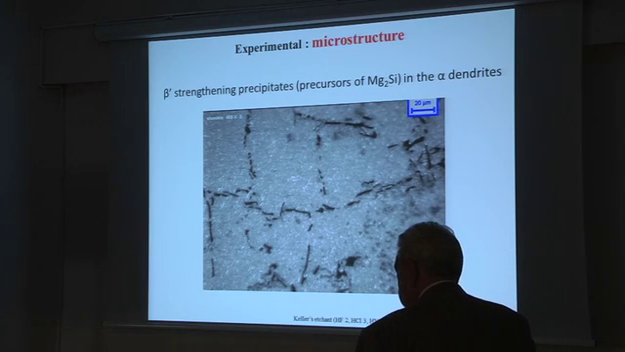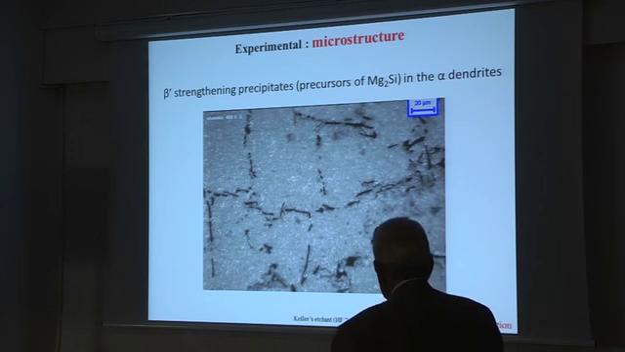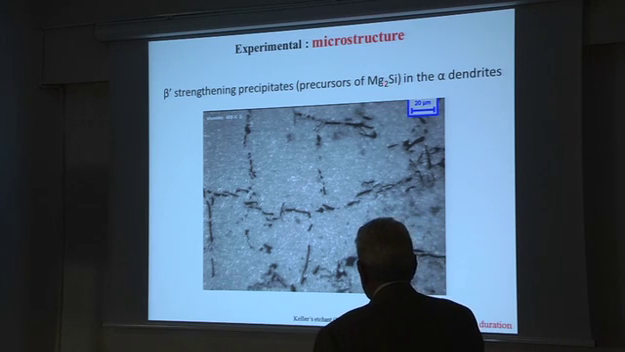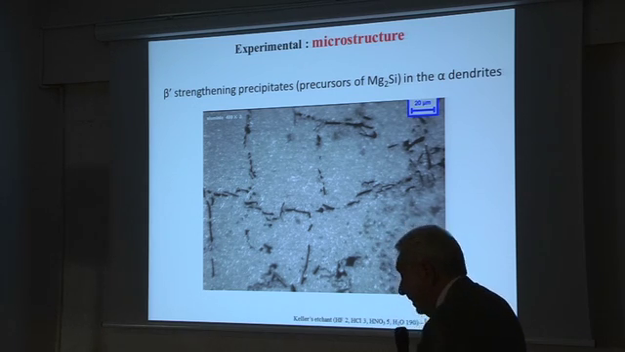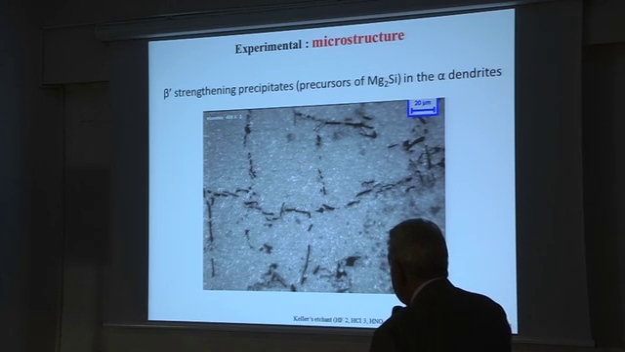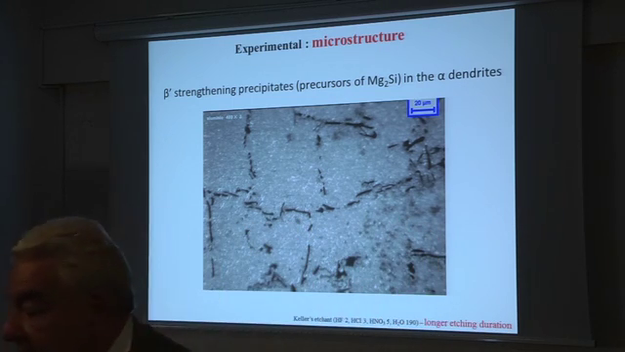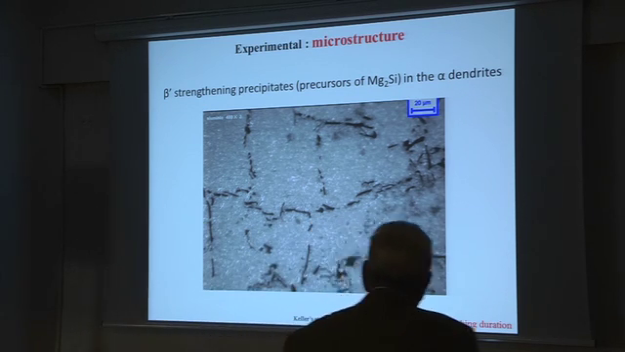And in the original dendrites, we have the aluminum matrix with some beta prime strengthening precipitates that are precursors of Mg2Si, and, as I was telling you, they are inside the alpha dendrites. But the fracture doesn't go across the dendrites, it follows this path, and it is this path that has to be assessed as being not an overload fracture path, but a fatigue fracture path, at least in the first part of the overall fracture.